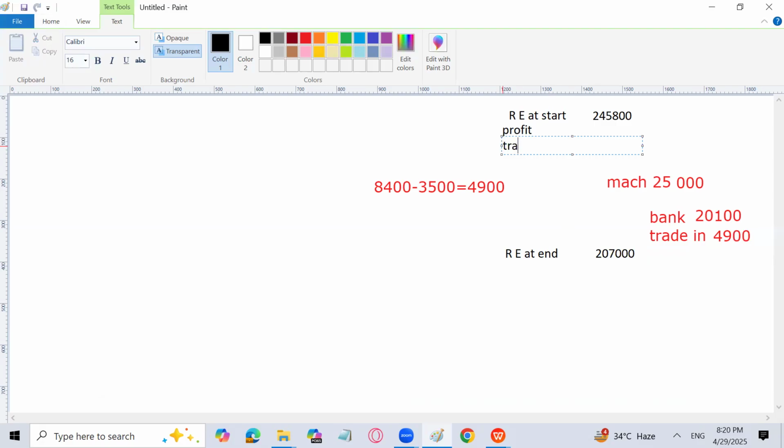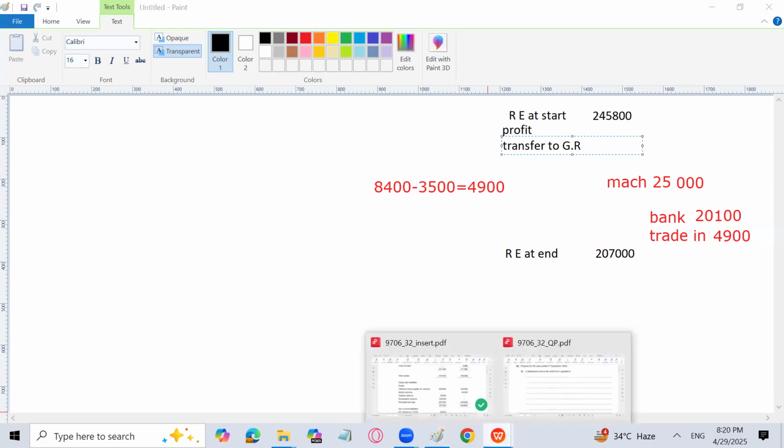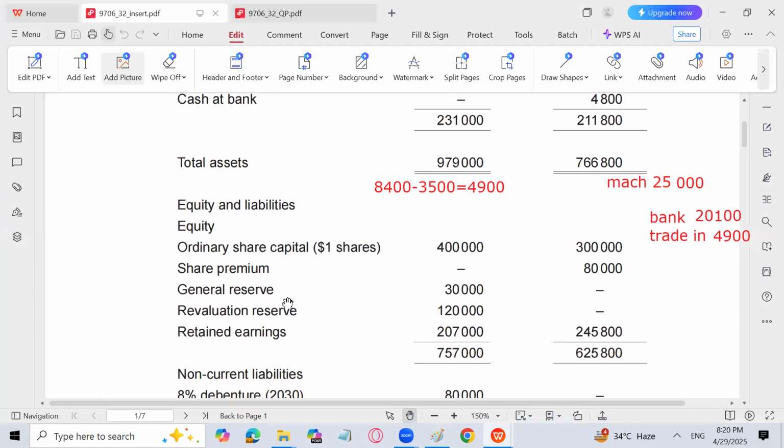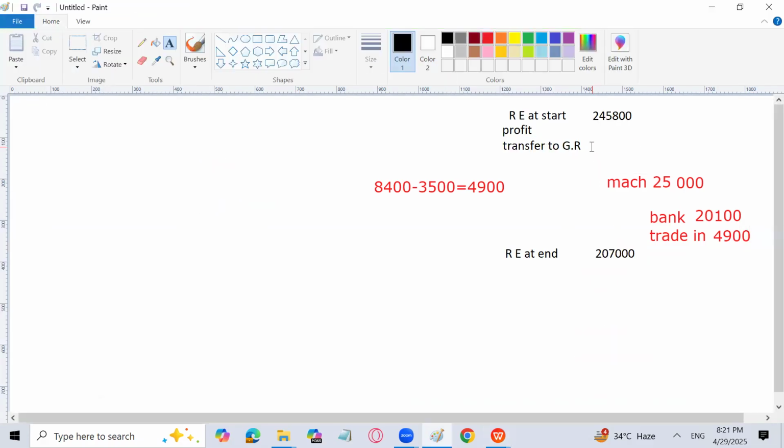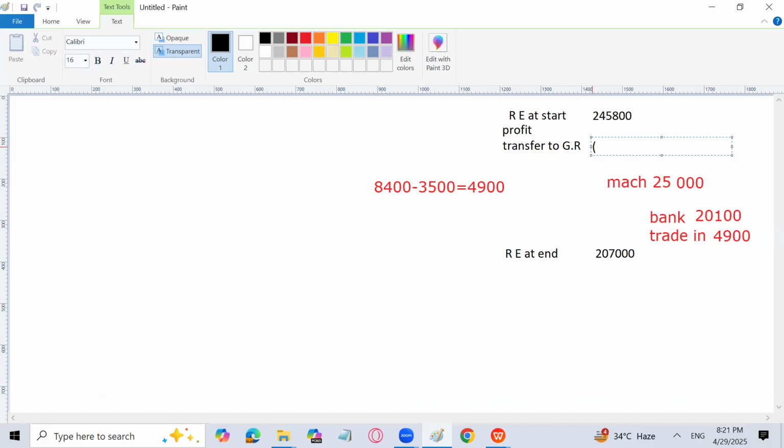Then there is going to be a transfer to general reserve, because we have transferred some amount to the general reserve. Sir, how much? Let's see. The general reserve was 0 in the last year, but now it is 30,000. It means 30,000 has been transferred from retained earnings to general reserve. So if we transfer from retained earnings, general reserve will be increased and 30,000 will be subtracted from retained earnings. Sir, why are we doing this? Unfortunately, we don't have profit from operation, and the cash flow statement requires profit from operation, right?